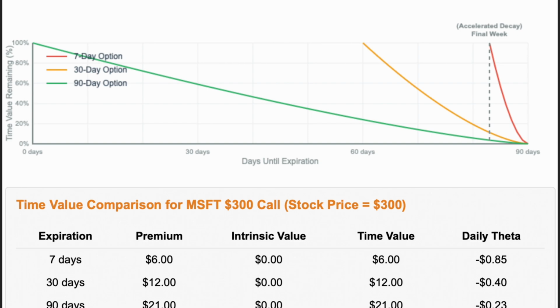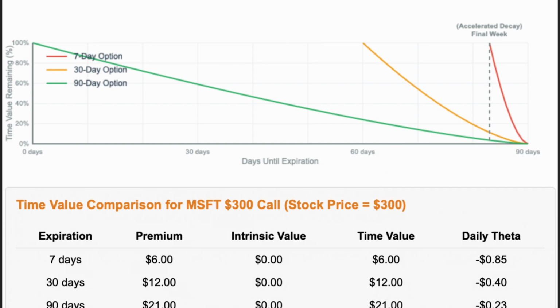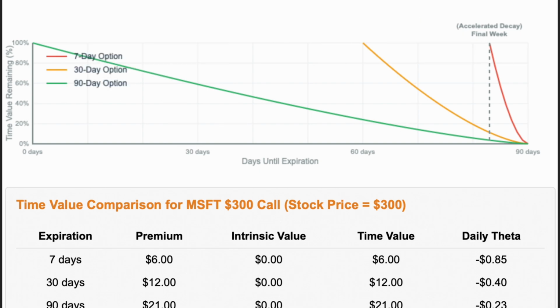A third example involves hedging. If you buy protective puts on your portfolio, choosing longer expirations like 6 months provides longer protection, but at a higher cost. Shorter-term protection is cheaper, but requires more frequent renewal. This is similar to choosing between a 6-month or 1-month insurance policy. Those examples really highlight how the choice of expiration affects both cost and strategy.